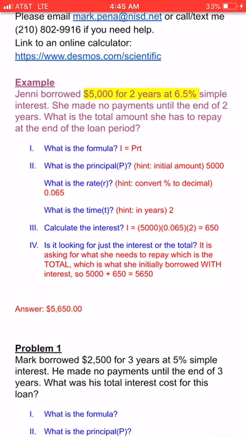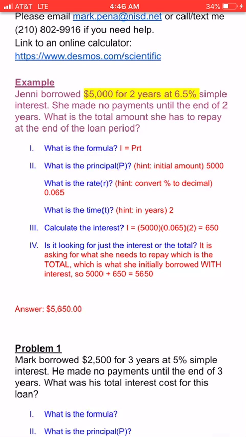But the question asks, what is the total amount she has to repay at the end? Okay, so was it just asking for the interest? No, the interest is $650, but it asks what's the total she has to pay back. So what that means is, how much did she take out at the beginning? The initial, the principal, $5,000. That's how much she took out. But because they let her borrow it, she has to pay something with it. That is the interest, $650 plus the original $5,000.